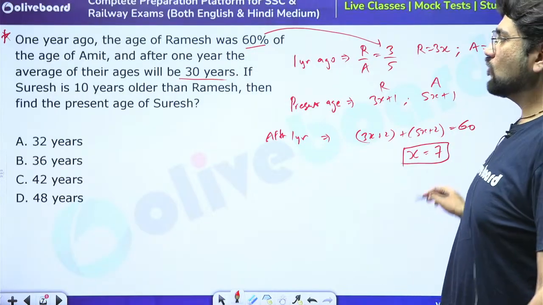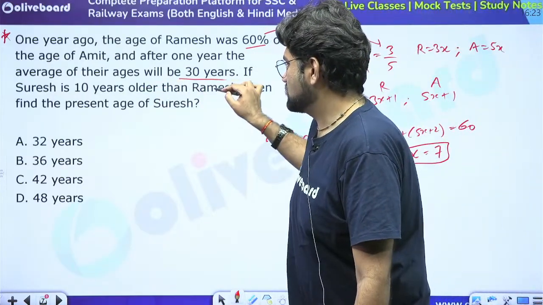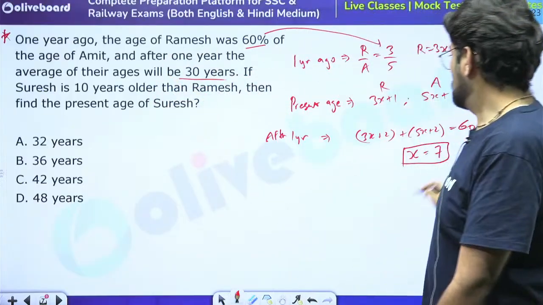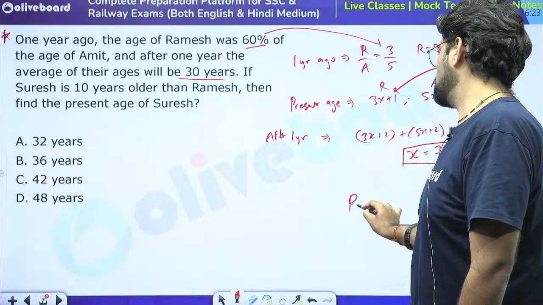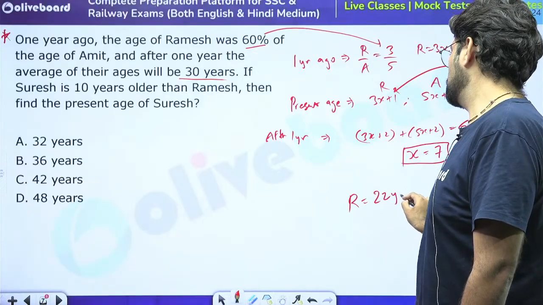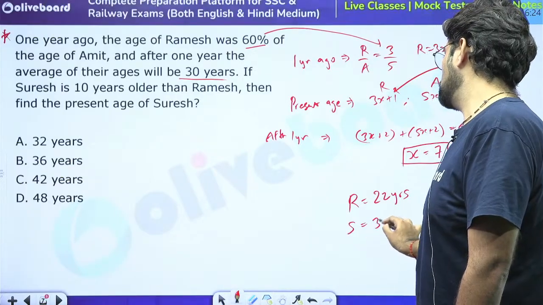Okay. Now the question is, if Suresh is 10 years older than Ramesh, then what is the present age of Suresh? What is the present age of Ramesh first? You put it here. So this is 22. Ramesh's present age is how much? 22 years. So Suresh's present age will be how much? It will be 32 years.